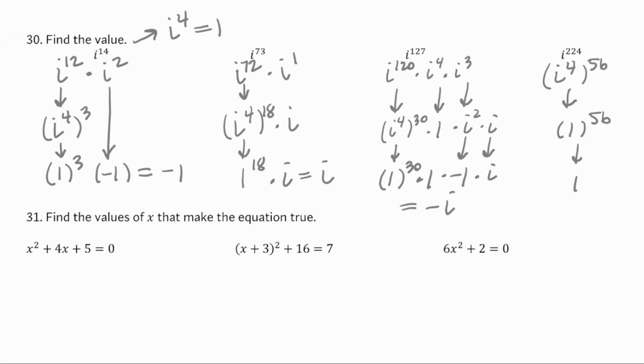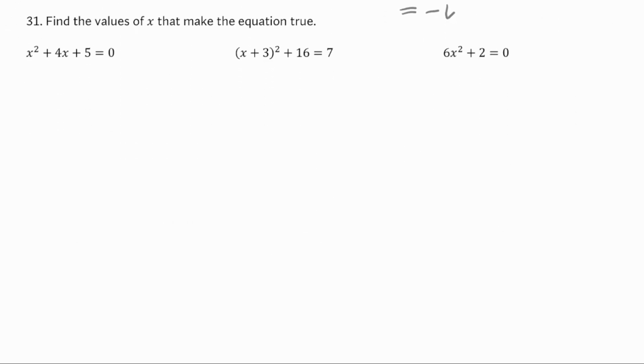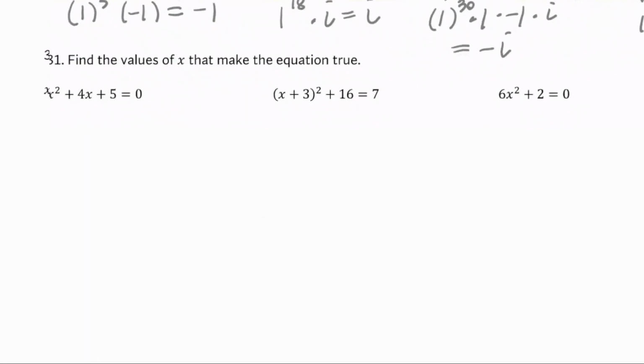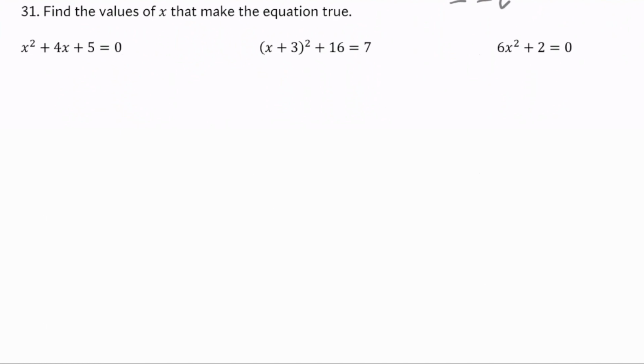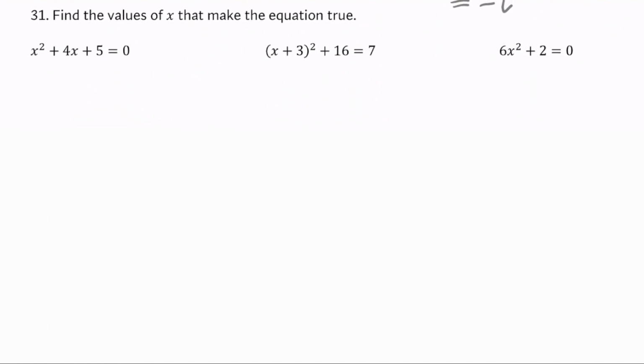All right. Number 31, I guess is this the last? Yeah, these are the last problems. We're going to find the values of x to make the equation true, and I think we're going to solve these a variety of ways. I think we're going to solve the second and third ones directly, but I'm going to use the quadratic formula on the first one, because I can't think of two numbers that multiply to positive 5 while adding to positive 4. It seems like I should be able to, but the more you think about it, the more you realize I can't do it.